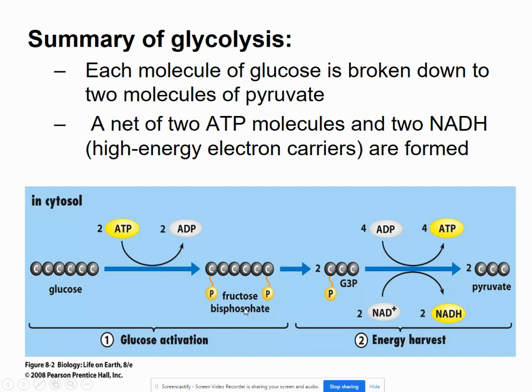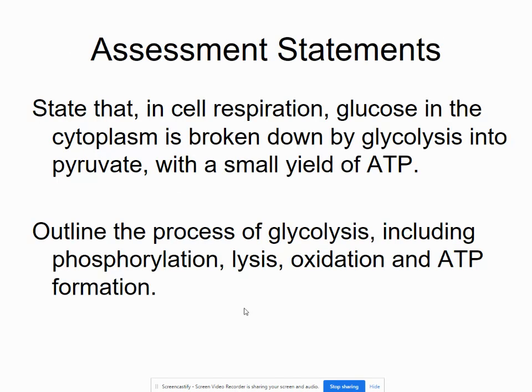To sum it all up, each molecule of glucose is broken down to 2 pyruvates. We net 2 ATP. We also net 2 NADHs, which remember are reduced energy. They're going to carry lots of energy, and we're going to use those NADHs to eventually make more ATP in the electron transport chain.